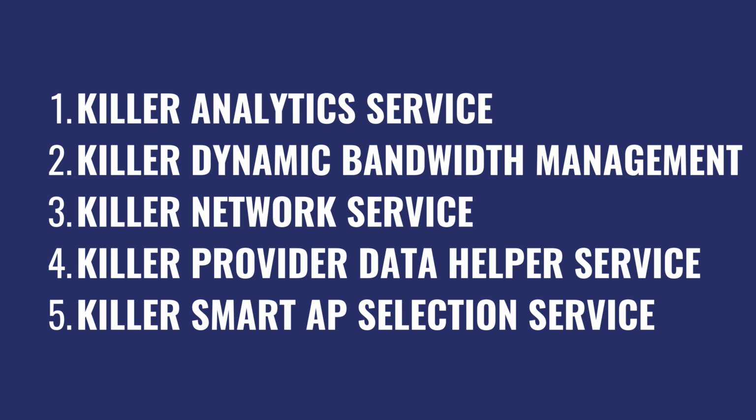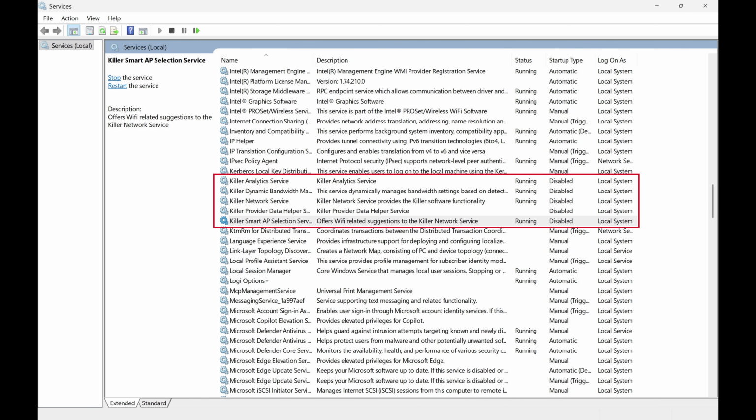Step 6. Repeat this process to disable all of the Killer Intelligence Center services I have listed on the screen. After you disable all of these services, the Killer Intelligence Center will no longer boot up when you start your Windows computer.